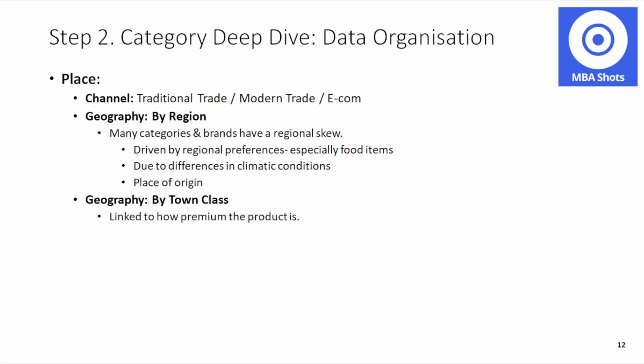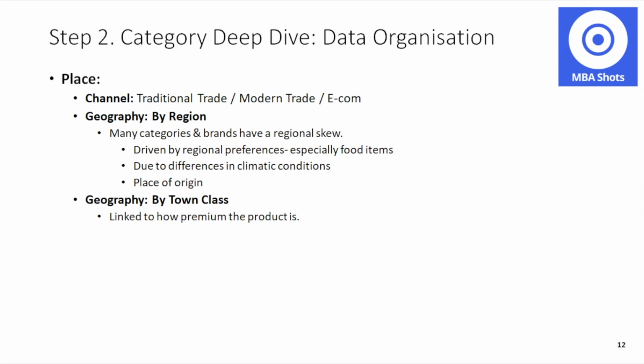The first being channel. Like I had talked about in the previous slide, you have traditional trade, which are the Kirana stores, the general merchant stores. You have modern trade. Here we are referring to the organized brick and mortar stores, the Reliance, Big Bazaars, and D-Marts of the world. E-commerce, obviously, everybody is familiar. You have Flipkart, Amazon, Big Basket, and many more others that have entered and are doing a fantastic job of driving this channel.